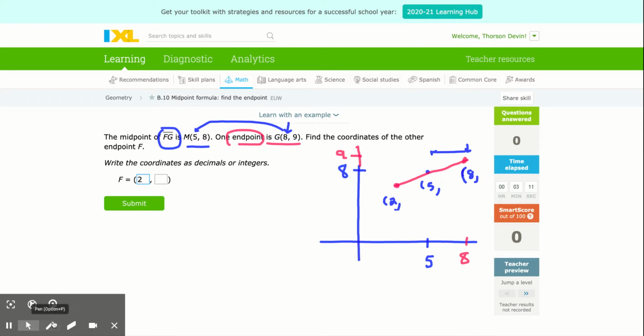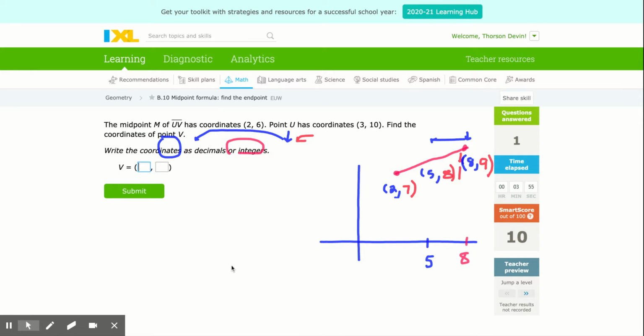Then I'm going to do the exact same thing for the y. I'm going to start at 9 as a y value, because that's the endpoint. I'm going to go down 1 unit to get to 8, which is my midpoint. That means I need to go down another 1 unit to get to my other endpoint, which will then be 7. So the other endpoint has a y value of 7. So the endpoints of the line segment are (2, 7) and (8, 9). Then it would have a midpoint of (5, 8).